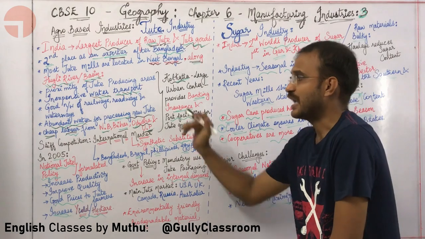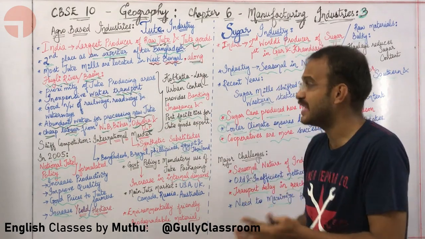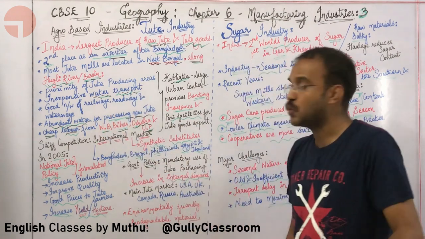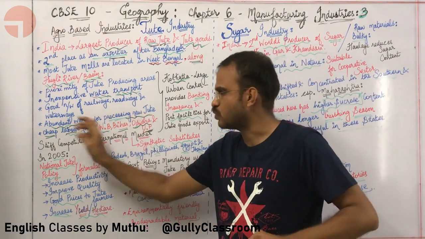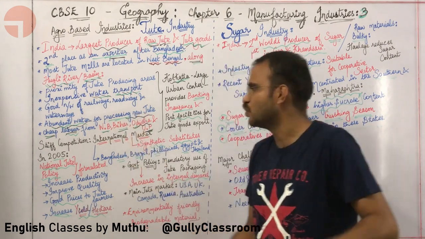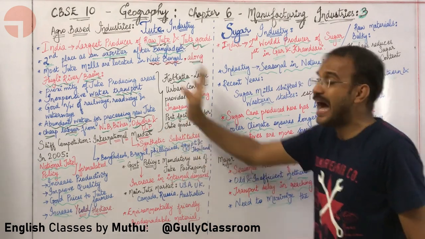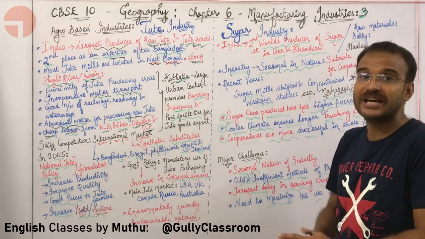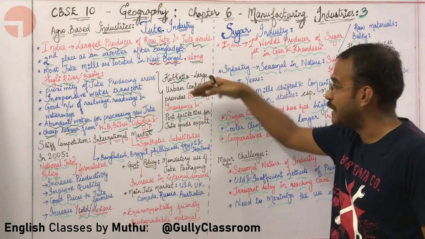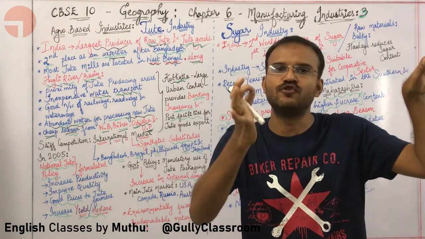Okay, sir. Can we do a very fast recollection? Proximity of jute producing areas, inexpensive water transport, a good network of railways, roadways, waterways, abundant water that is needed for processing raw jute, and cheap labor from West Bengal, Bihar, Odisha, and Uttar Pradesh. In addition to all these points, Kolkata is an urban center which is providing banking, insurance, and port facilities for the export of jute goods.